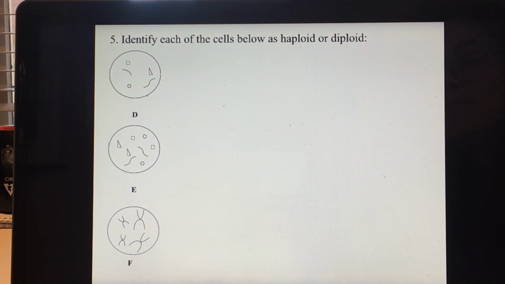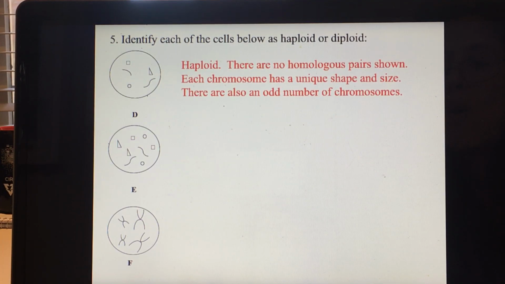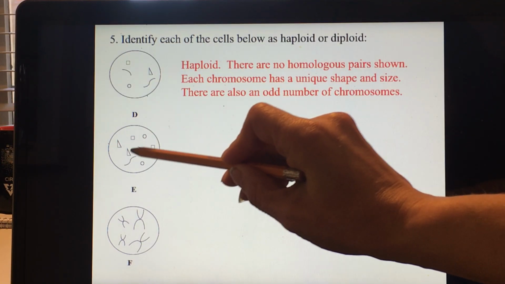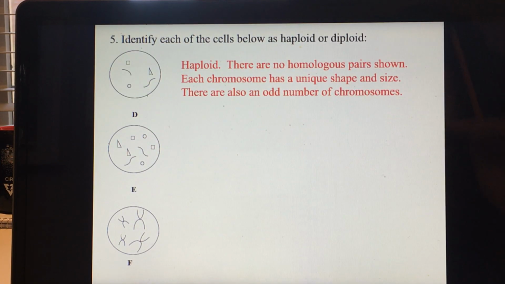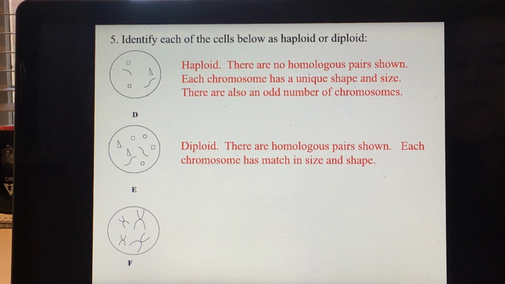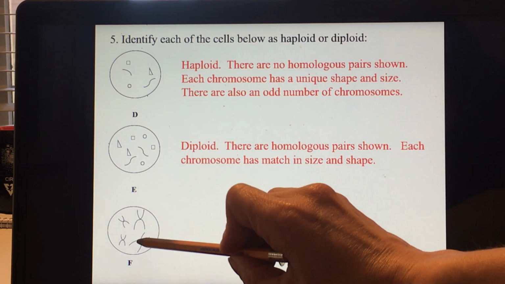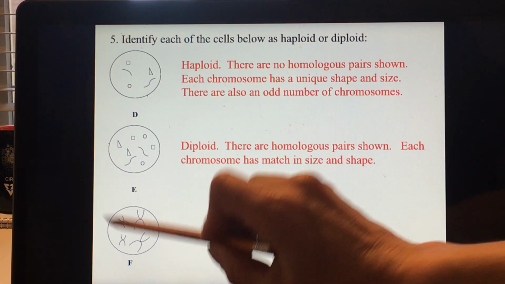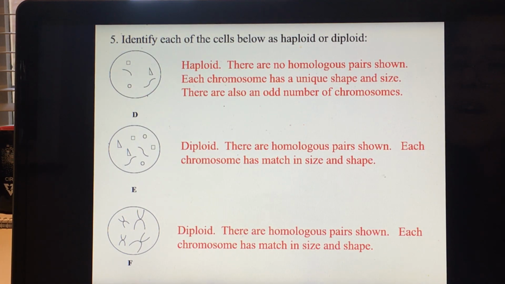Cell D has 1 of each shape, so that one is haploid. No homologous pairs are present, whereas in E, we have 2 circles, 2 squares, 2 triangles, and 2 squiggles. That cell would be diploid. There are homologous pairs. And in cell F, we have 2 large and 2 small. These 2 are homologous, and those 2 are homologous. So that cell would be diploid.